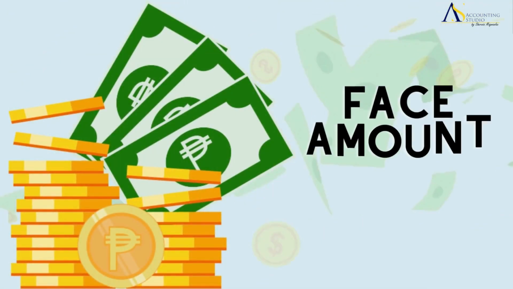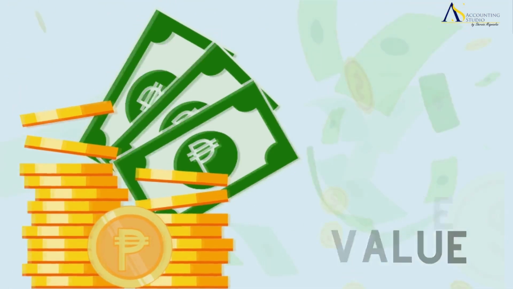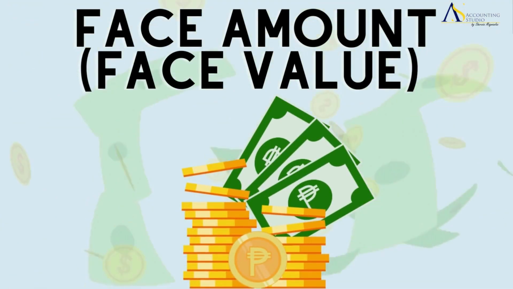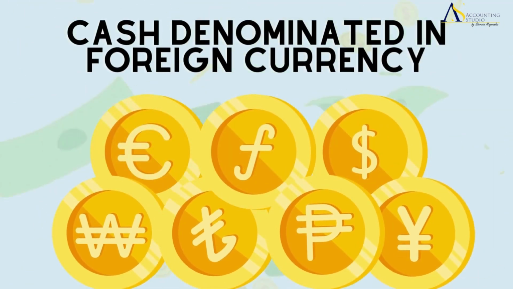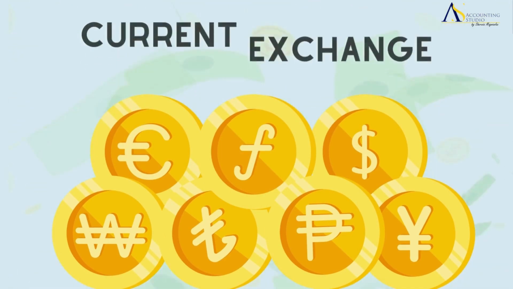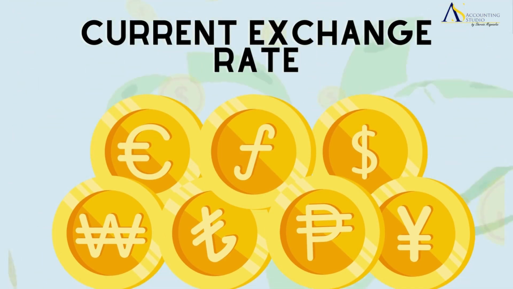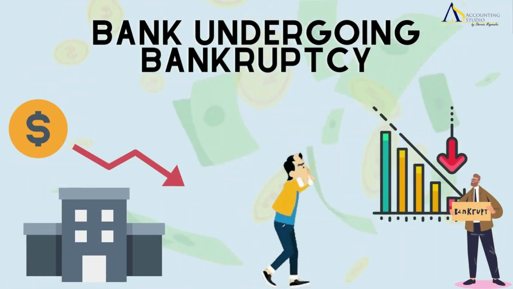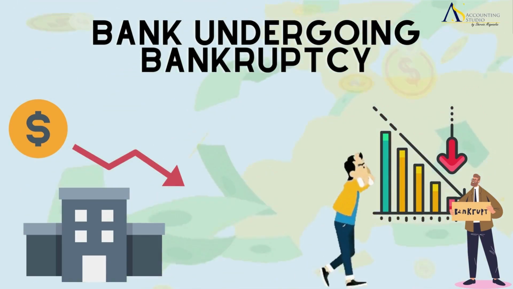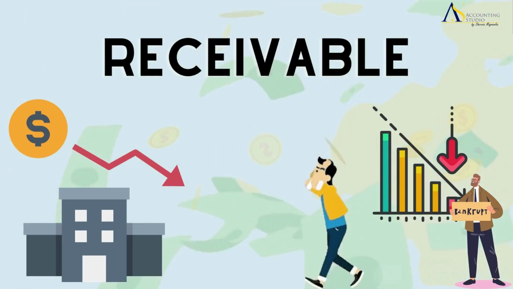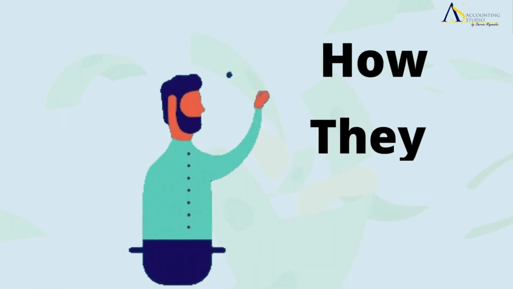Cash is initially measured at face amount or face value. The face value of cash refers to the value of the coin, stamp, or paper money as printed on the coin, stamp, or bill itself by the issuing authority. However, take note that cash denominated in foreign currency is measured at the current exchange rate at the reporting date, while cash maintained in a bank or financial institution undergoing bankruptcy or financial difficulty is excluded from cash and presented as receivable. In addition to this, let's dwell on the different terms and learn how they work.